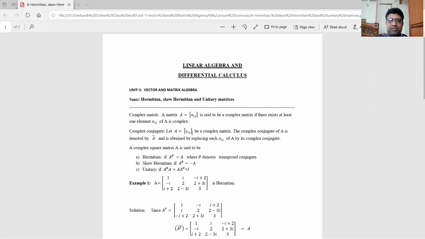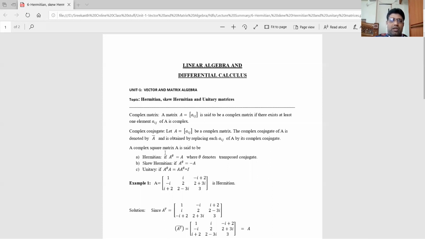Suppose in the matrix A the first entry is 2 plus 3i or 2 plus 5i, something like this. Then its complex conjugate is 2 minus 3i or 2 minus 5i, like that.